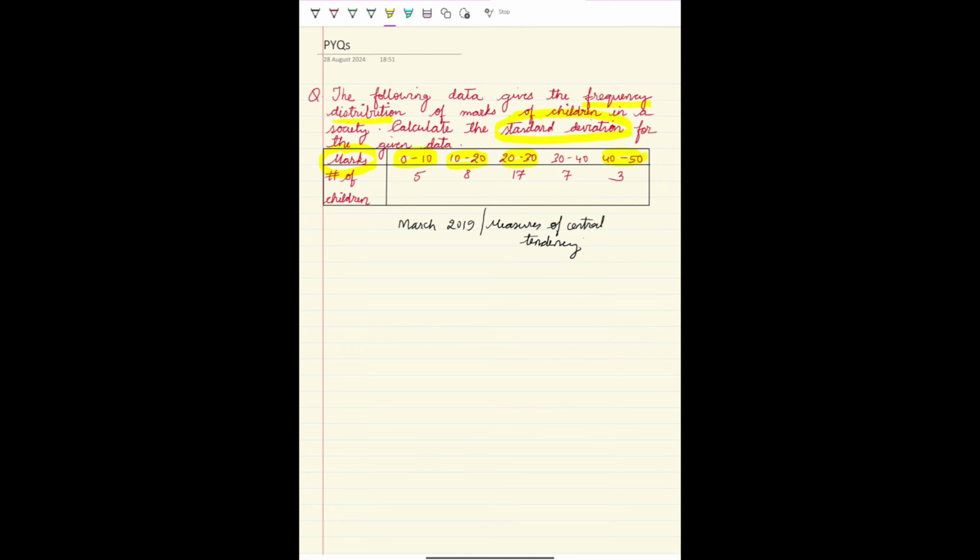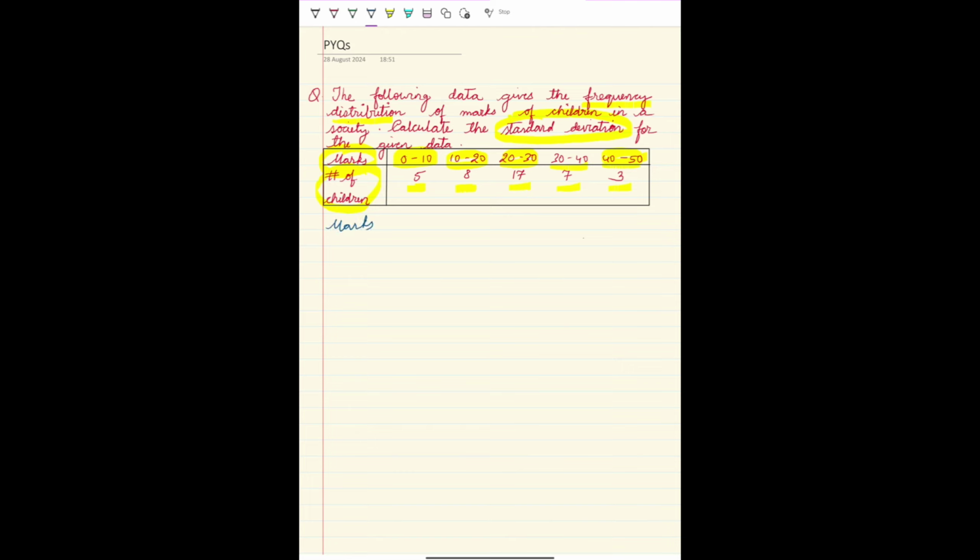And the number of children who have got marks between 0 and 10 is 5, between 10 and 20 is 8, 20 to 30, 17, 30 to 40, 7, 40 to 50, 3, and we are expected to find out the standard deviation. Let us start with the solution of the problem. So the very first thing we are going to do is rewrite the table and arrange it vertically. And we are going to also use some shorter forms.